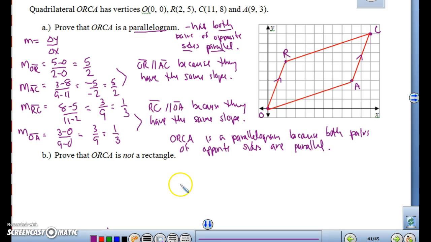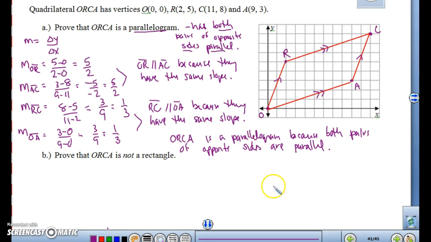So that is my first coordinate proof. I proved this, I did the work, I used the slope formula to prove parallel, I explained why I used the slope formula, and then I concluded based on the work that I did why this is true. So, let's continue. We have proved now that this is a parallelogram, these two sides are parallel, and these two sides are parallel.